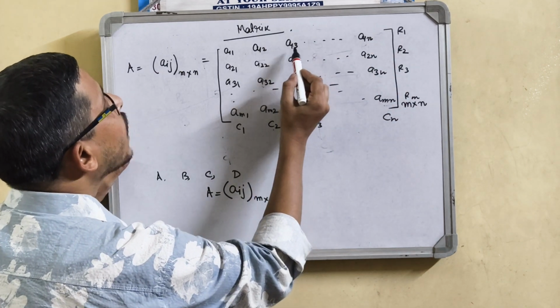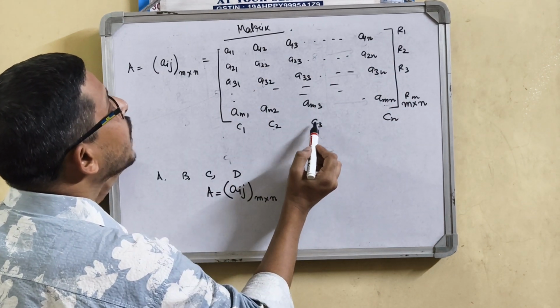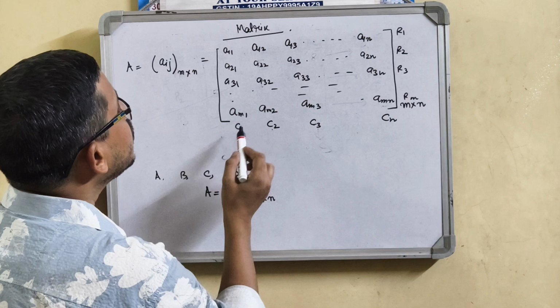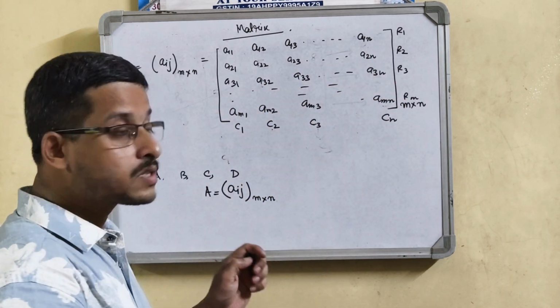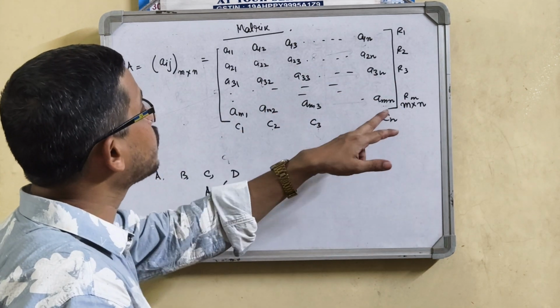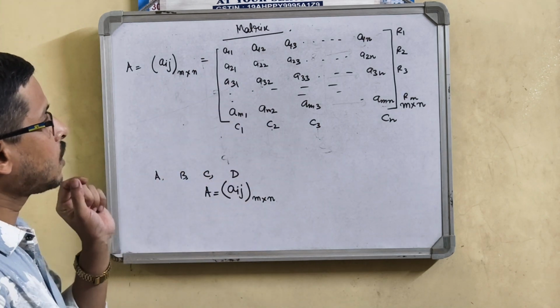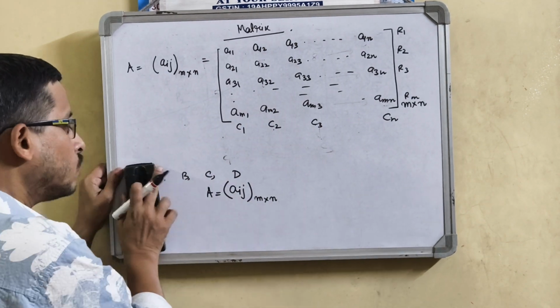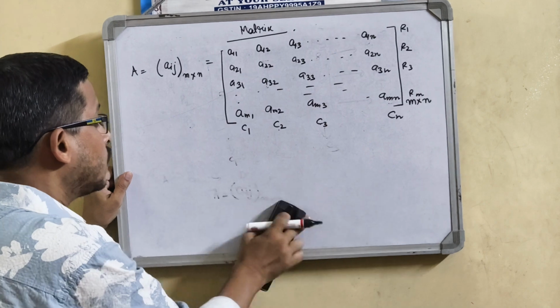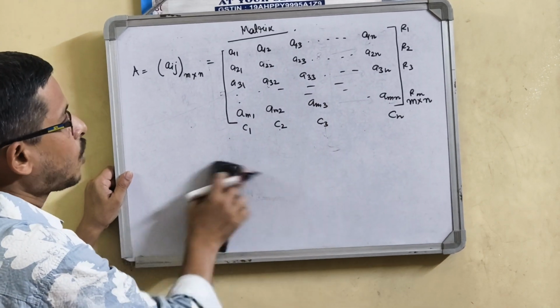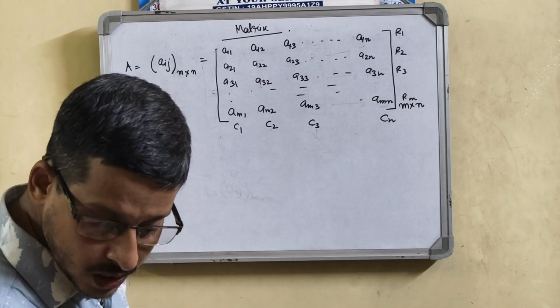A13, first row and third column, and like that we may get all the members of the matrix. Say this is an m by n matrix. This is the normal representation of a matrix. Now we move to the next topic, which is the classification of the matrix.